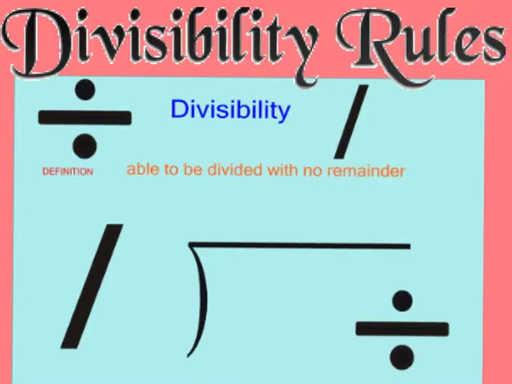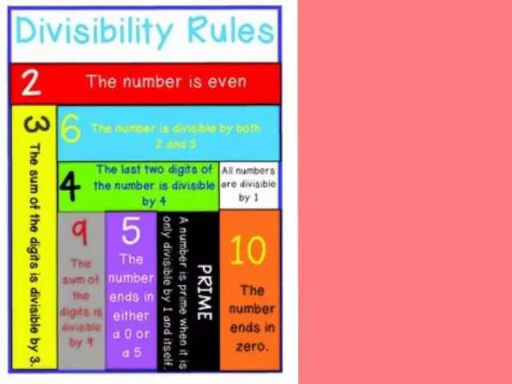Alright, first of all, we need to know, what is divisibility? What does that mean? Well, the definition says, able to be divided with no remainder. In other words, there are equal numbers of groups, or it will go a number of times with no leftovers, okay, no remainders. Okay, go to the next page and we'll look at some of those.